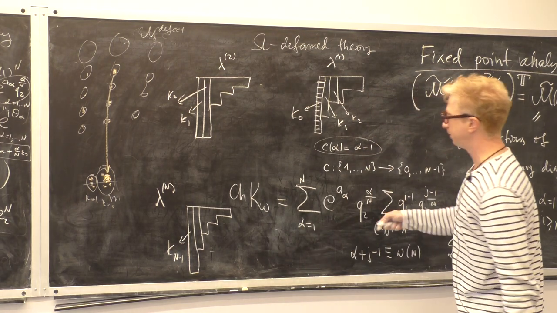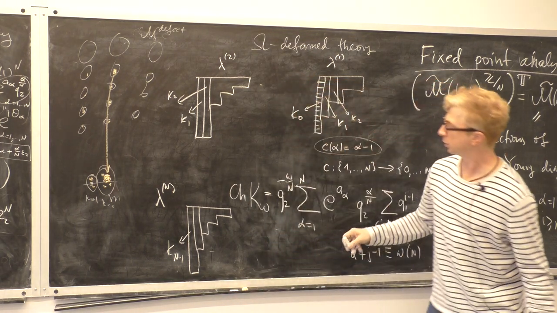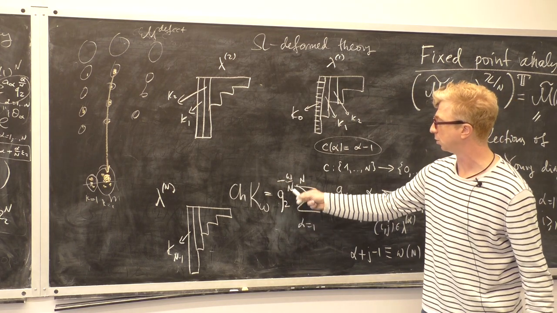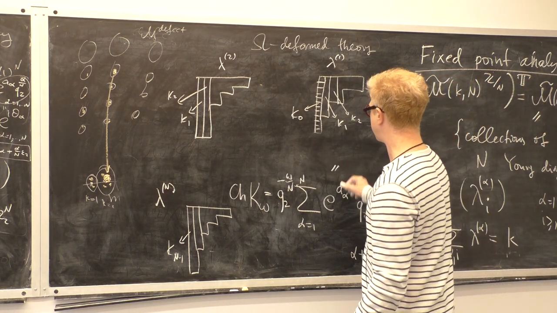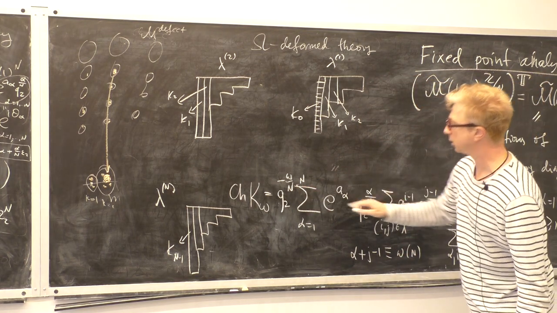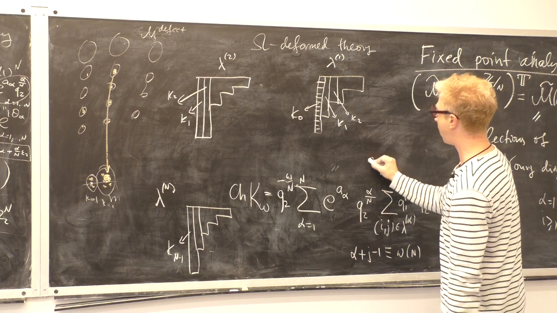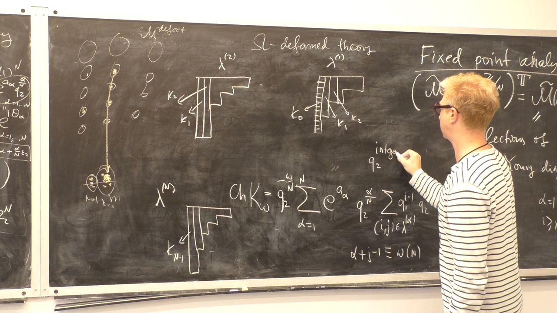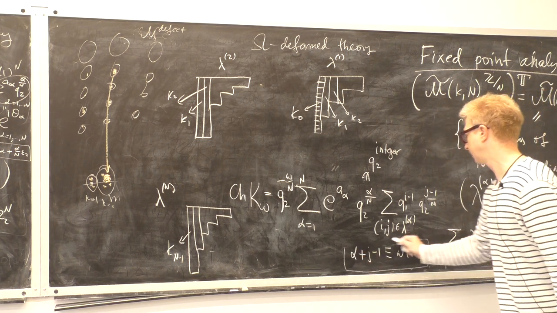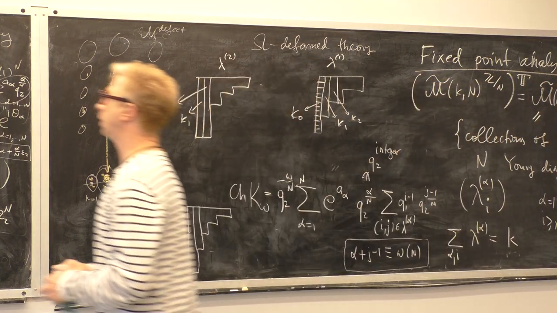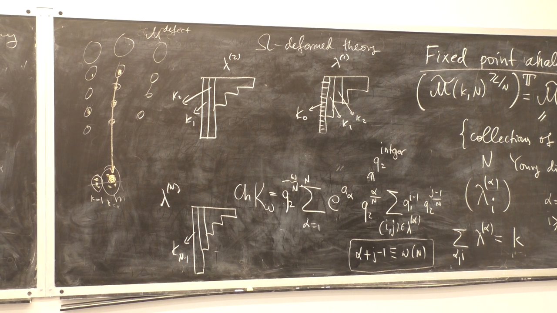So now I will also make an additional twist where I shift the K omega by q2 to the minus omega over n. That's my notation. In this way, with this overall multiplication, you only get integer powers of q2. All fractional powers of q2 will disappear because of this requirement. So you can now compute K n minus 1, the character of K n minus 1.